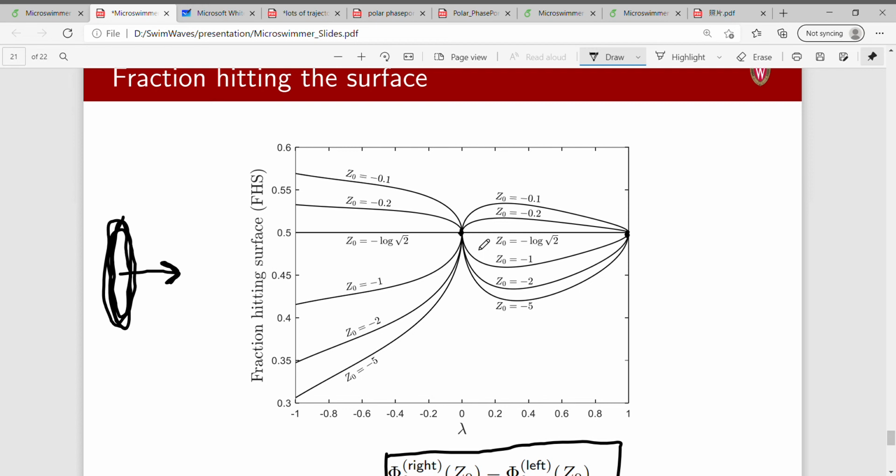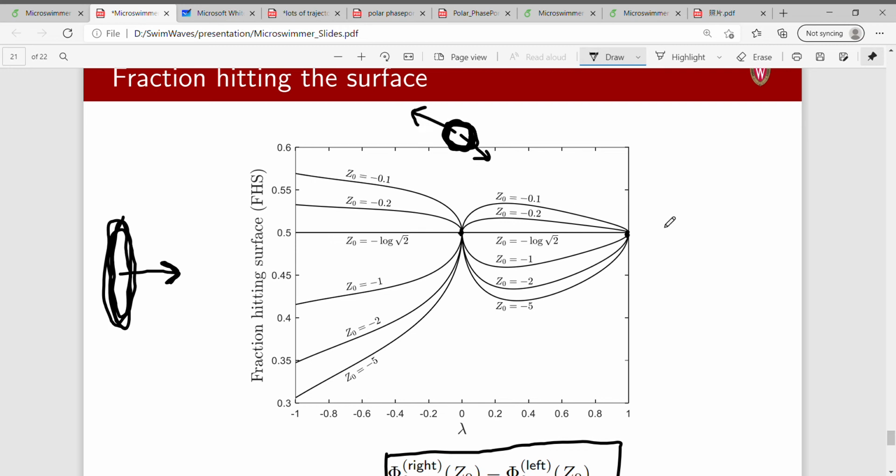For lambda equals 0, it's a perfect sphere. Because it's symmetric in all directions, it's not affected by the fluid field. So if it goes in this direction, it's going to end up at the bottom for sure. If it's going in this direction, then it's going to swim back to the surface for sure.